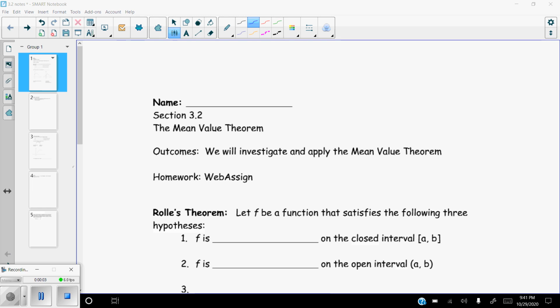Okay, so we are in section 3.2. This is the mean value theorem. We'll break down what that means. If you just look at the words, you should hopefully be able to figure a little bit of it out. It's actually one of the more important theorems that we cover, specifically for the AP test, because they tend to utilize this theorem at least a couple of times, if not more, on the AP test.